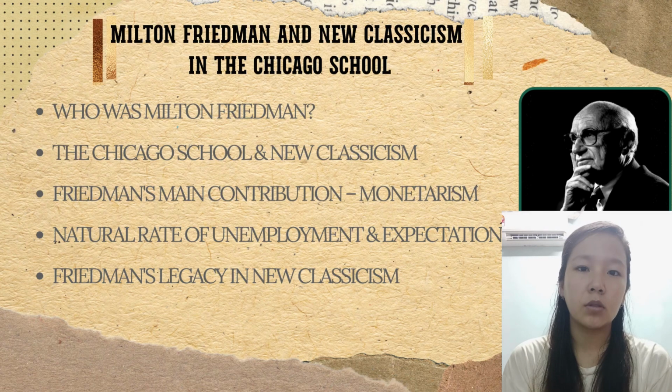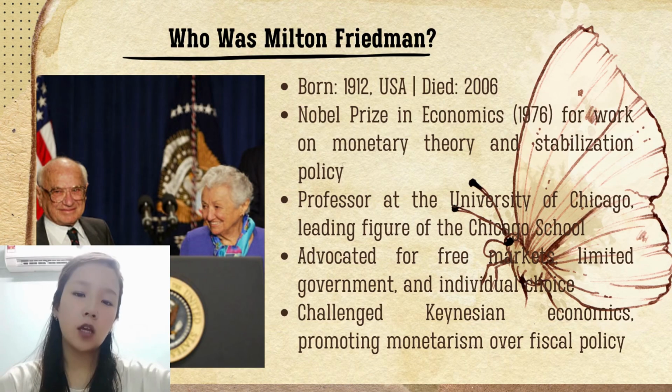702671. In this presentation, I will talk about one of the most famous economists, Milton Friedman. First of all, who was Milton Friedman? Milton Friedman is one of the famous economists of the 20th century. He was born in 1912 in the USA and died in 2006. Milton Friedman also achieved the Nobel Prize during his academic years in 1976 for his work on monetary theory and stabilization policy. Milton Friedman was a professor at the University of Chicago, and he believed in free markets, which means letting people and business make their own choices without too much government control.